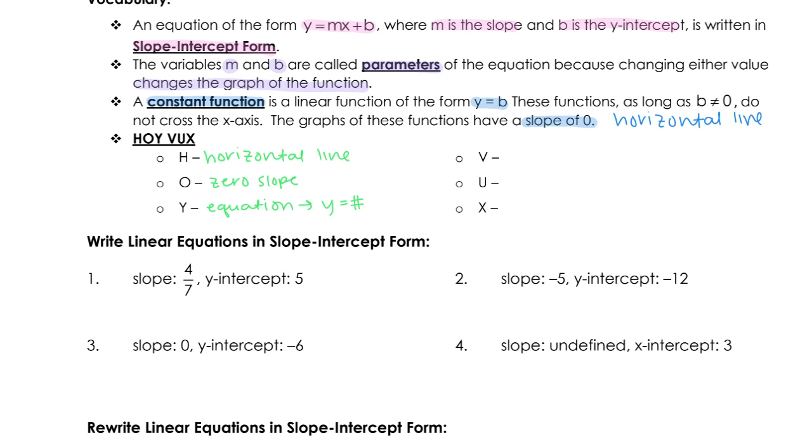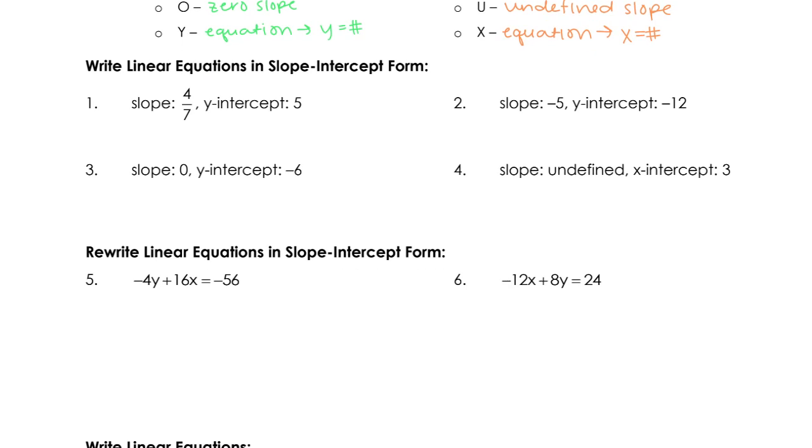Now, very similar for VUX. So instead of a horizontal line, we're going to have a vertical line. And then instead of having a 0 slope, this would have an undefined slope. And then x, very similar to y. This is the equation. Again, it does not mean it's an x-intercept at all. It's the equation of the line is x equals a number. So with that being said, we're going to have a bunch of examples here on the front.